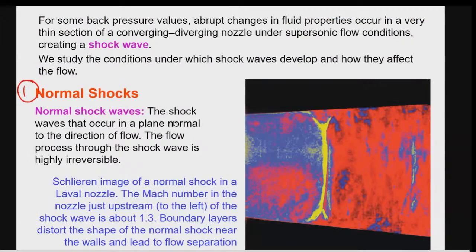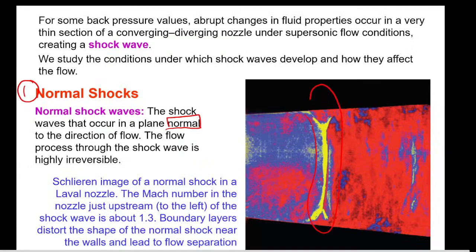Okay, so let's see the diagram that is visualized on your right screen. Definition of normal shock wave: the shock waves that occur in a plane normal to the direction of flow. So the keyword is normal. The flow process through the shock wave is highly irreversible. So this is the shock wave, this is a normal shock. The normal shock is perpendicular to the flow direction.